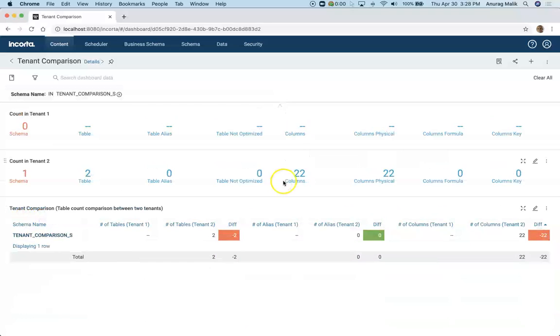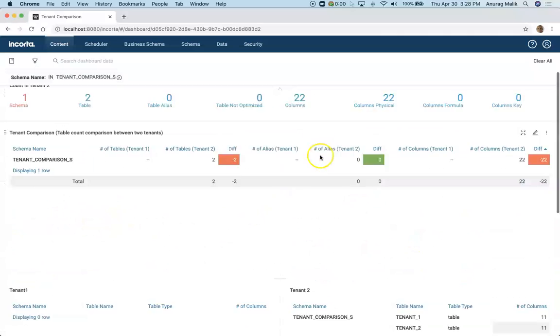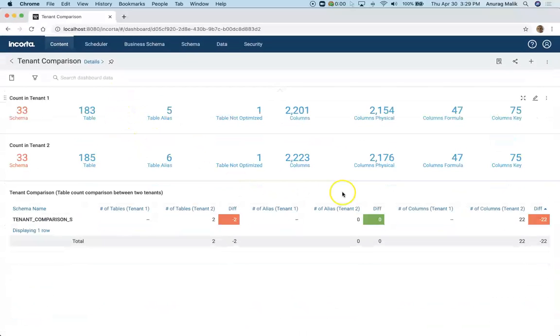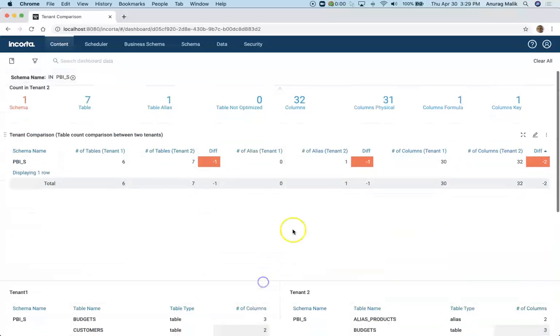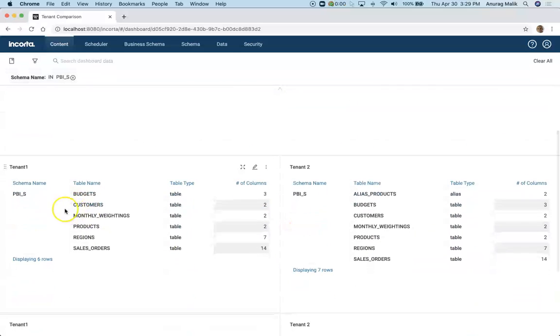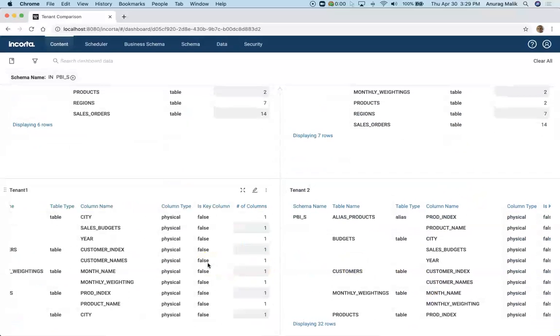And of course I can click on this tenant, and you will notice here that it doesn't show up here but shows up here. And I can remove this. Same way, if I click on PBIS again to see more information in terms of what's going on, I can of course see a list of tables for this schema, table type, and way more granular information right here in this table.